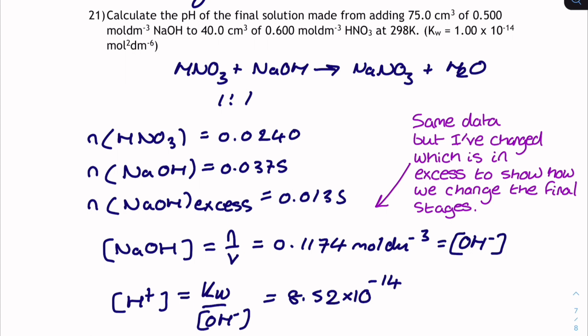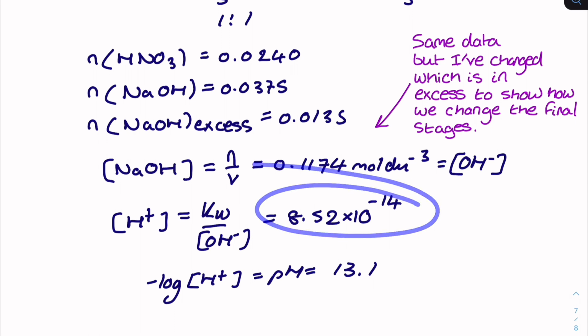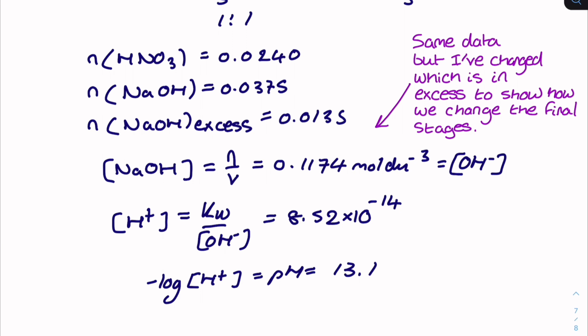But here's where things change a little bit. Now that it's the alkali, the strong base here in excess, you can see I've got my OH minus ion concentration here instead of an H plus ion concentration at this point. That means I need to use my rearrangement of Kw, which we haven't seen for a couple of pages now. It's H plus ion concentration equals Kw divided by OH minus ion concentration. And it gives me a value for the H plus ion concentration of 8.52 times 10 to the power of minus 14. Minus log that value, and here I get a pH of 13.1.